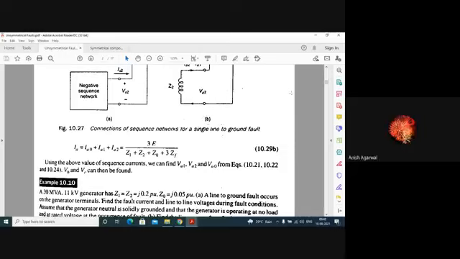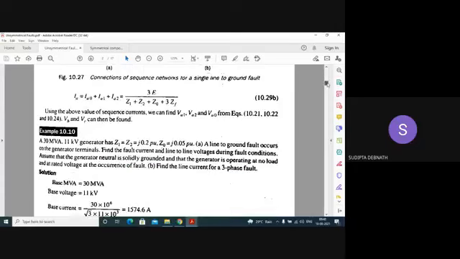No, ma'am. Okay. Now let us solve one problem. This is the very simple type of fault. So what is given? You observe the problem carefully. A 30 MVA 11 kV generator is given and all the sequence impedances are provided. A single line to ground fault occurs at the generator terminals. You have to find the fault current and line to line voltages during fault conditions. And it is given, assume generator neutral is solidly grounded and the generator is operating under no load.